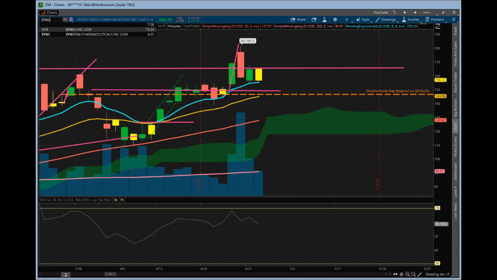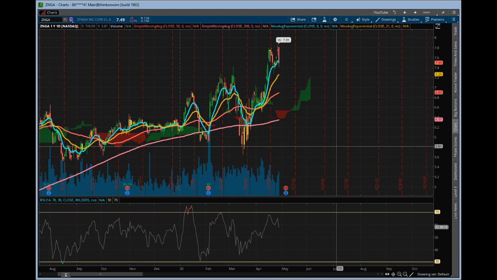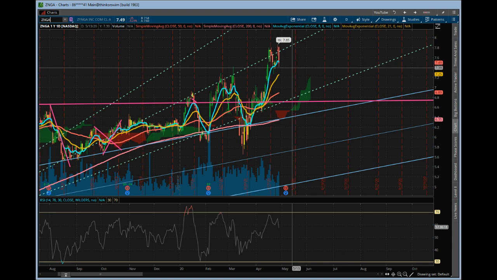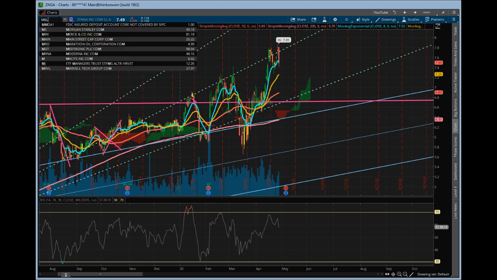Zynga, ZNGA. All right. So a little bit of an engulfing candle, not fully bearish engulfing, but the real body engulfed the prior real body. So nice down move right there. It did close below the ADMA. A breakdown below today's lows could test that inside day low and possibly this pivot down here at $7.26.